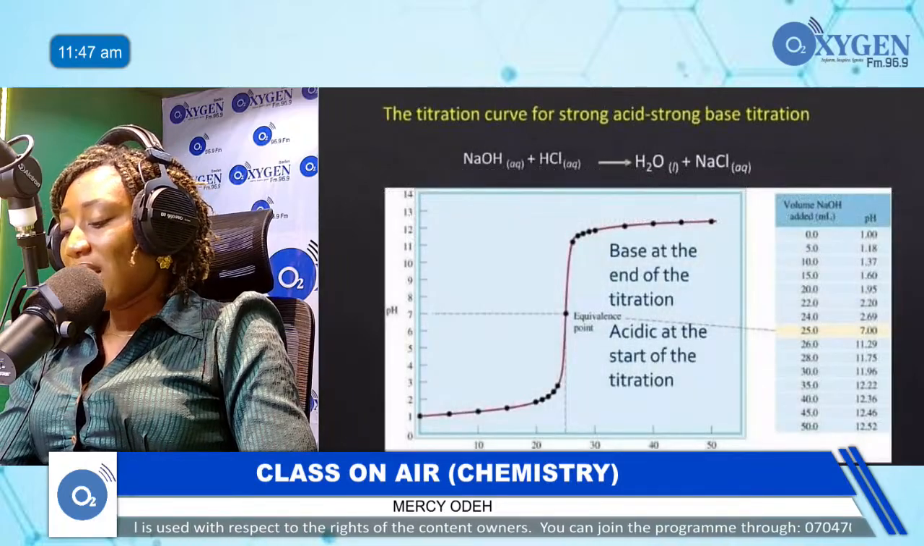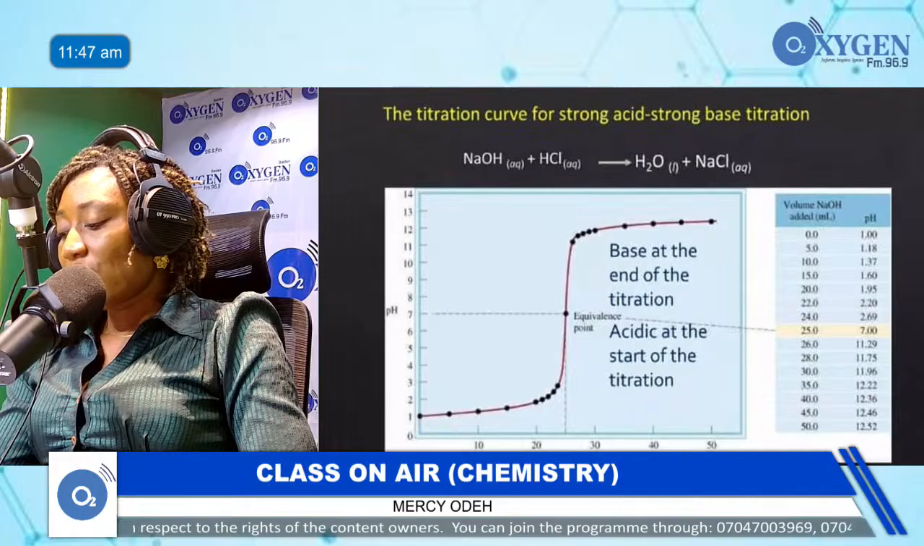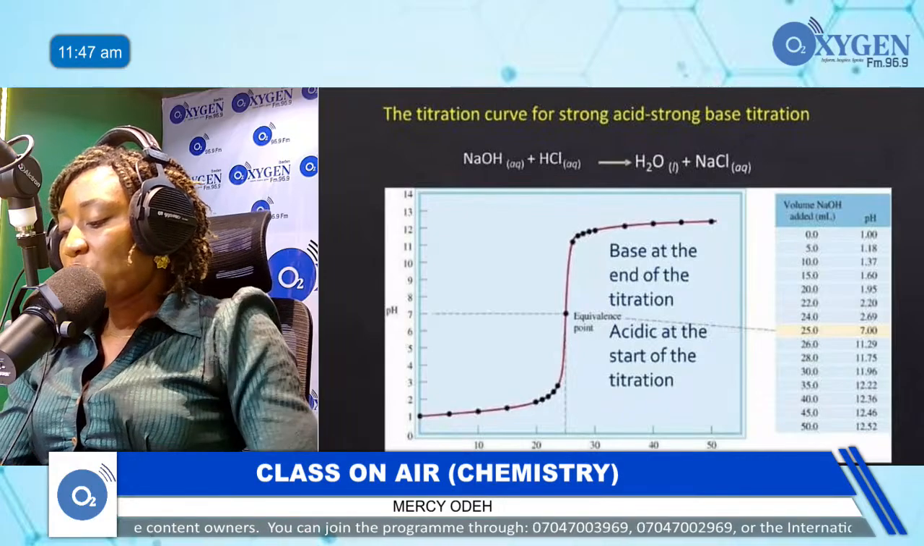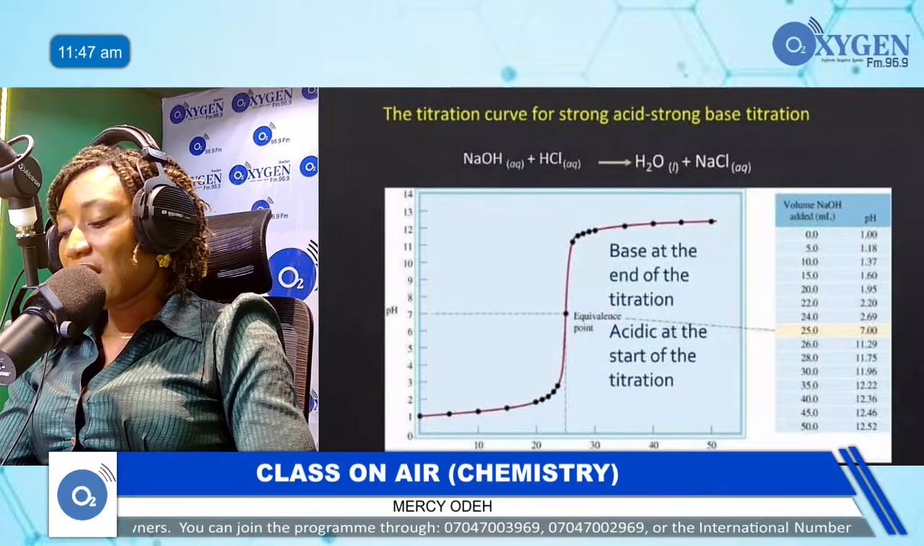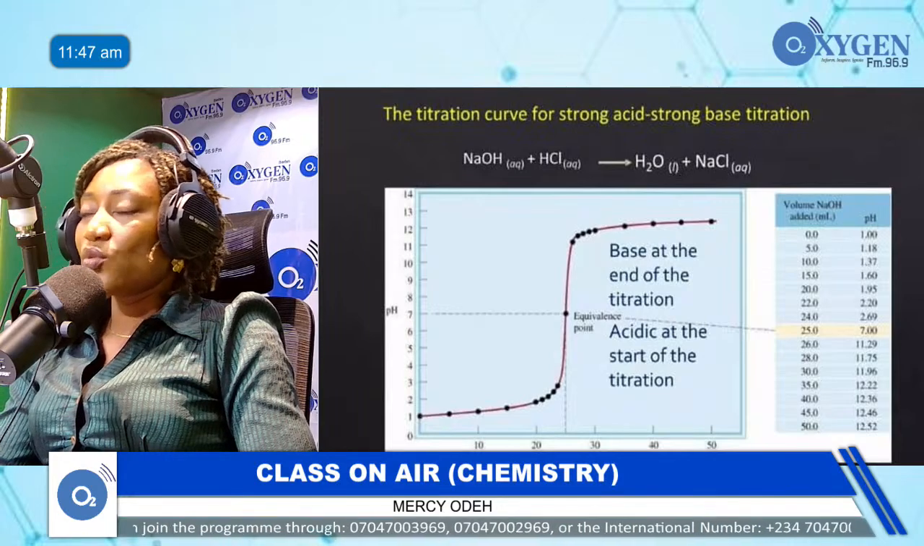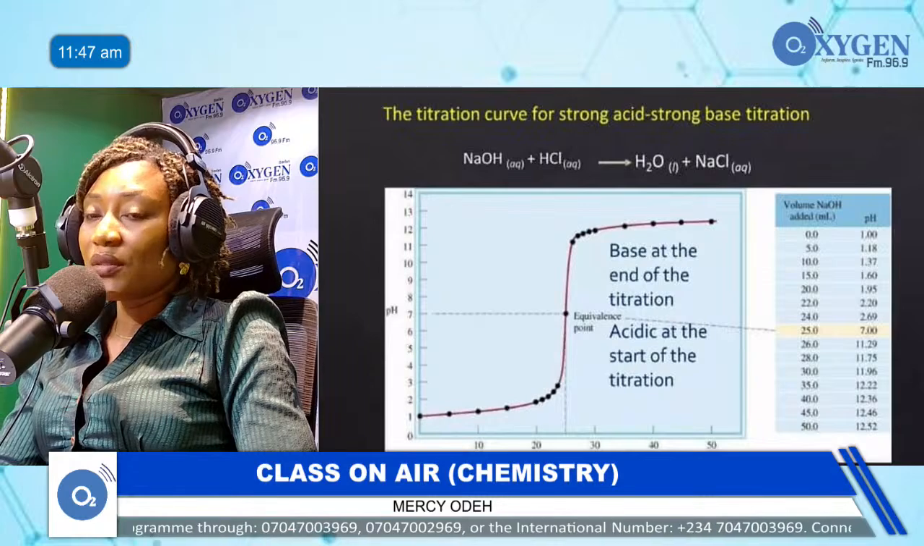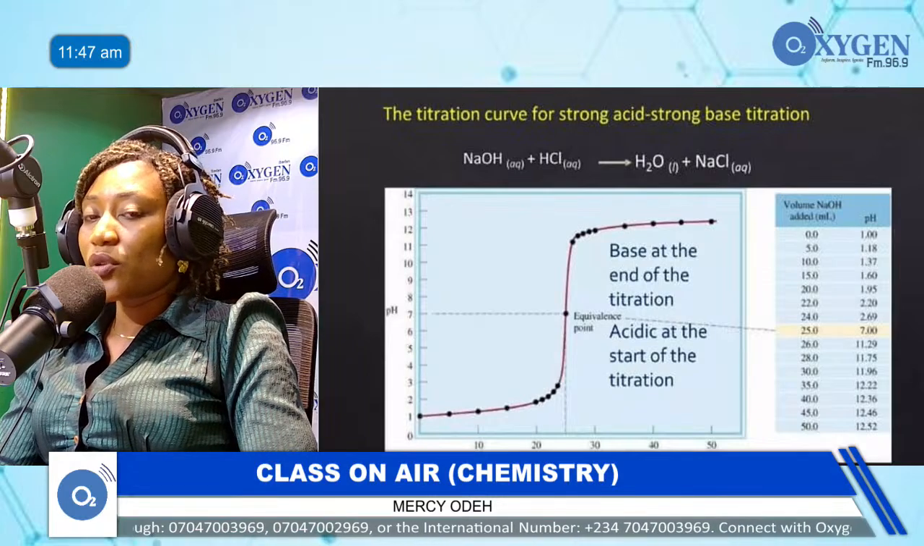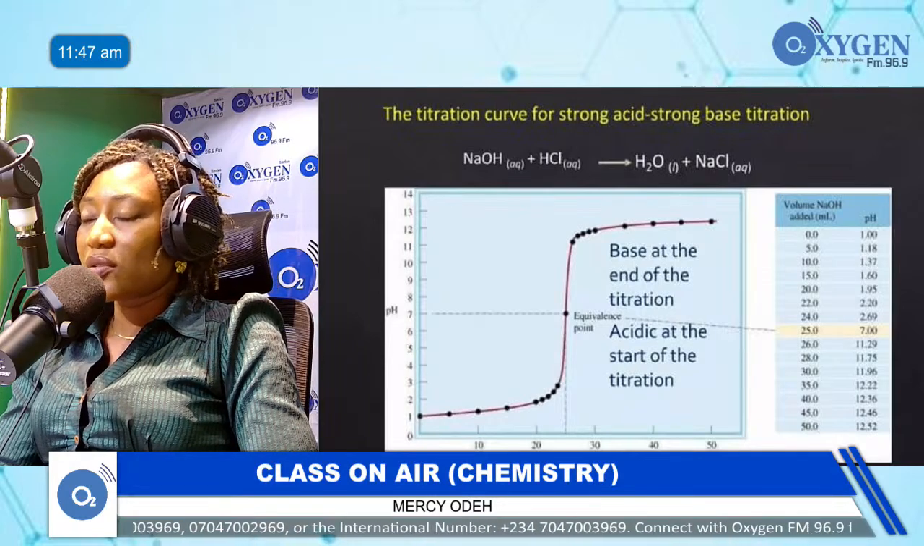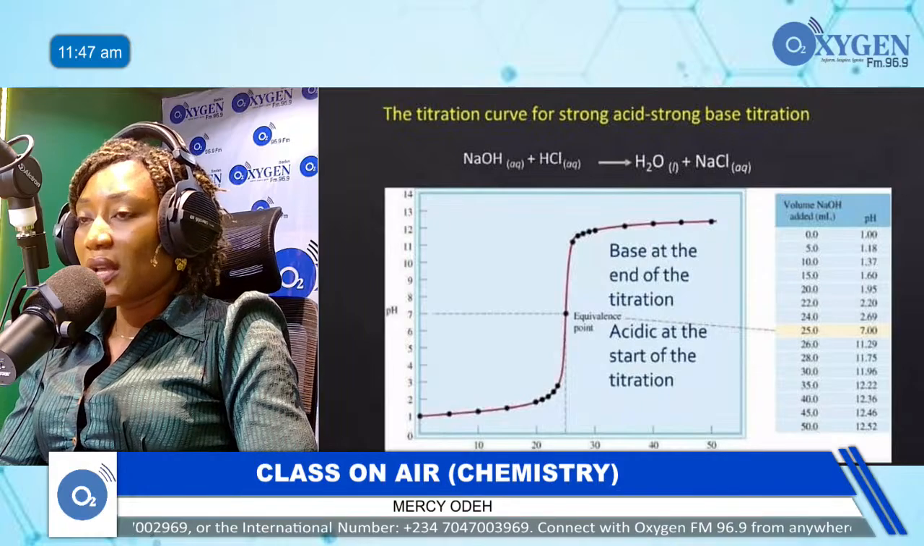Now, I have a titration curve for strong acid and strong base titration here with me. And when you look at this, you will discover that the equivalence point is at 7.0. That is where the hydronium ion H3O+ and OH- react together to form H2O.